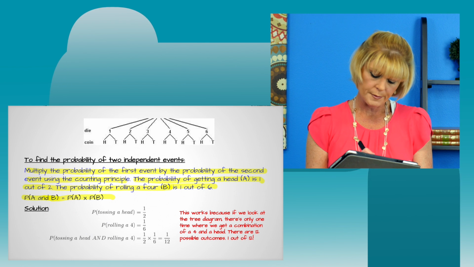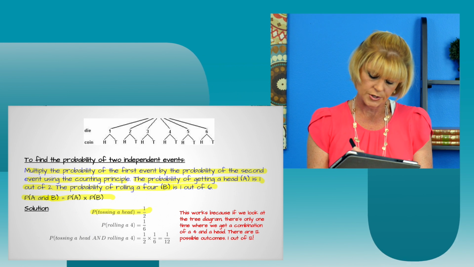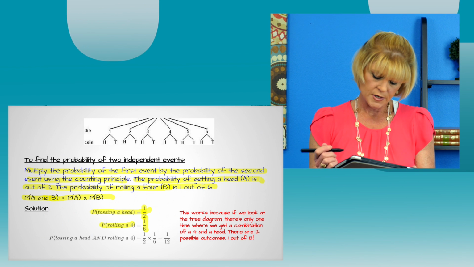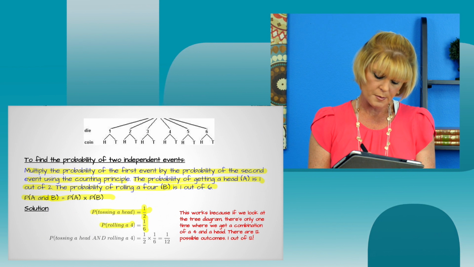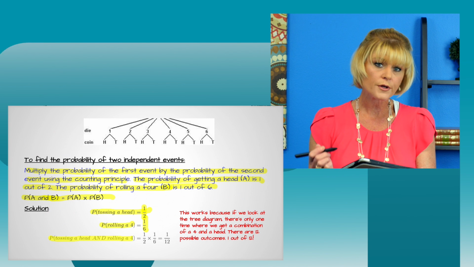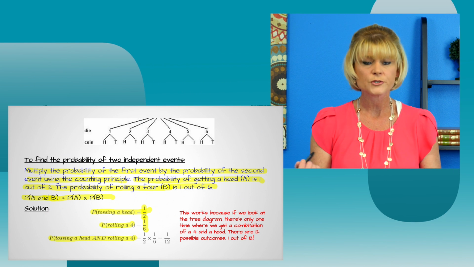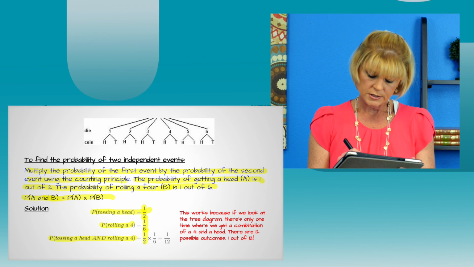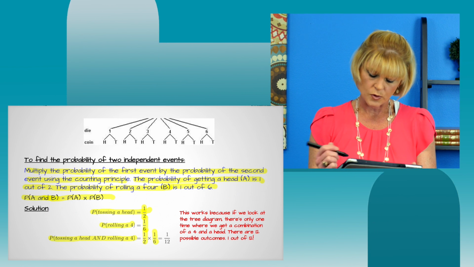So the probability of tossing a head is 1 out of 2. The probability of rolling a 4 is 1 out of 6. So the probability of tossing a head and rolling a 4, it's really simple. All we have to do is multiply those 2 probabilities. So 1 over 2 times 1 over 6 equals 1 out of 12.